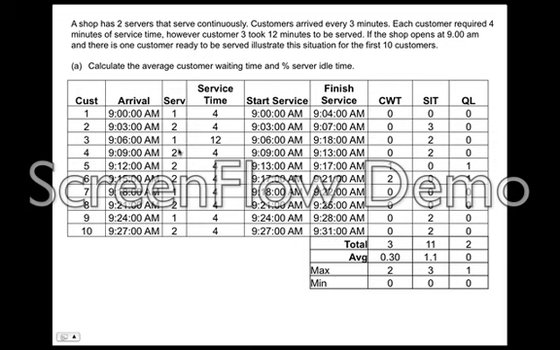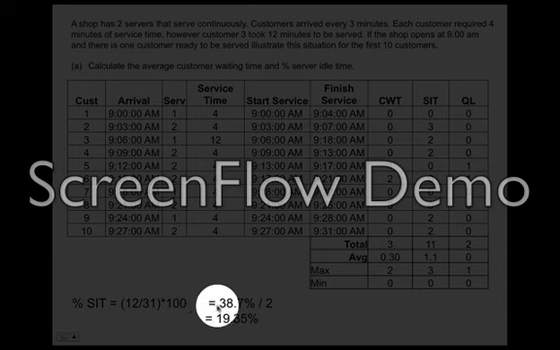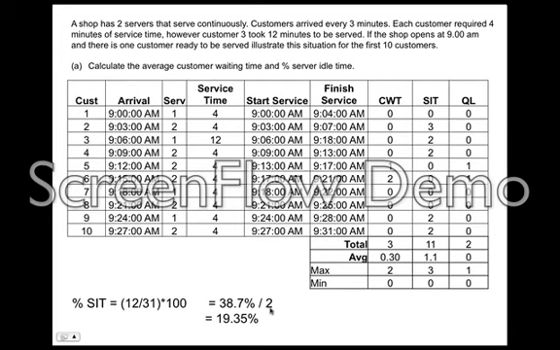Now I've got a solution down here, but it's wrong because I've got the wrong number here. This should be 11. So it should be 11 divided by 31 times 100, which gives you a percentage, and then you divide it by the number of servers. Okay, so this here should be 11 divided by 31 times 100. We get the 11 from over here. Then you divide it by 2, because there are 2 servers, and that gives you your percentage server idle time.